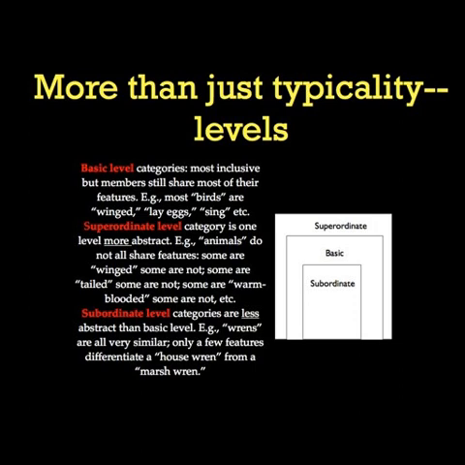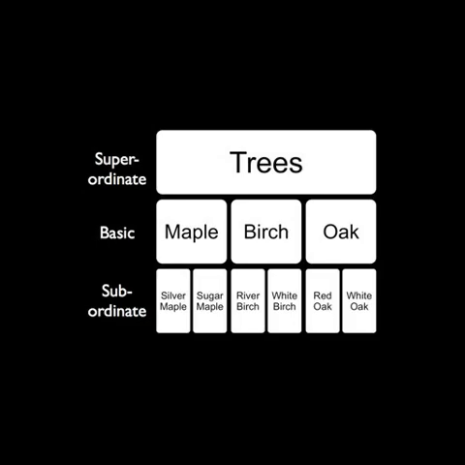And then the subordinate level goes below the basic level. So categories are less abstract than the basic level. For example, wrens are all very similar, but only a few features differentiate a house wren from a marsh wren. Another example, trees. Maybe the basic level for trees is maples, birch, oak, pine trees, aspen trees, etc. So the types of trees that you see around here. And then the subordinate level is going to be silver maple or sugar maple, river birch, white birch, red oak, white oak, scrub oak, things like that. And then the superordinate level is trees.